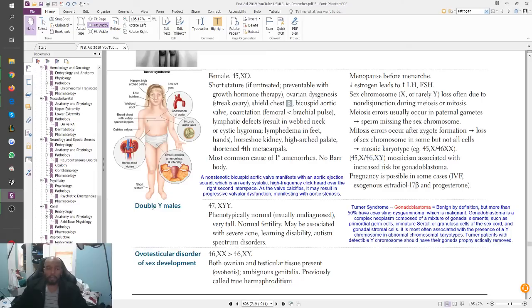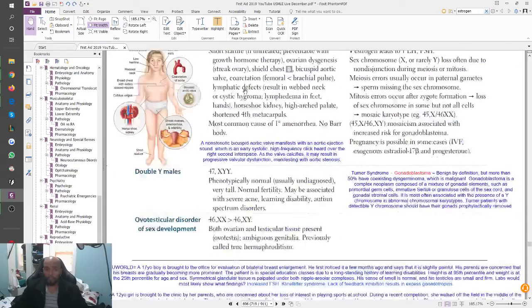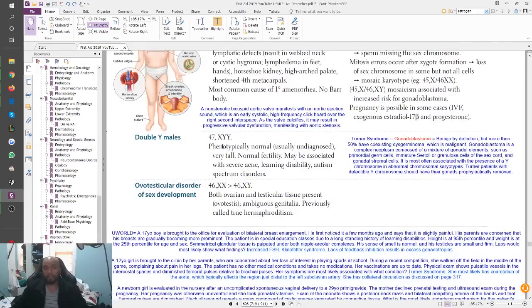The last two things, double Y males and ovotesticular disorder of sex development, these are much more rare, right? That's why when a question tells you there's 47 chromosomes, you usually immediately think of this one, unless they gave you a reason to think of 47 XYY, two Y chromosomes. Phenotypically normal, usually undiagnosed, very tall, normal fertility, right? So that's the big thing here. Normal fertility, whereas Klinefelter does not have normal fertility.